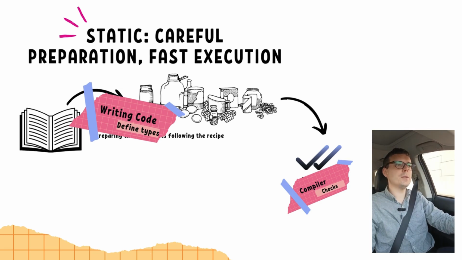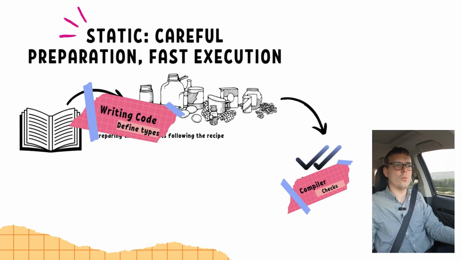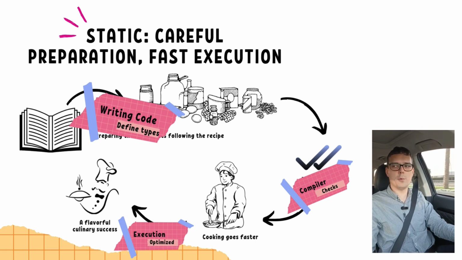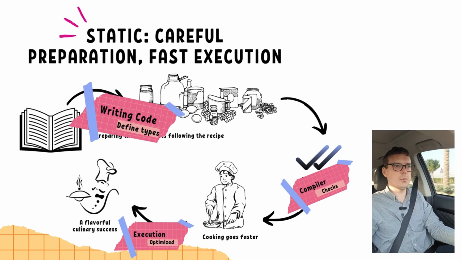Moreover, when everything is prepared, then the execution, or the cooking in this case, would go faster. So you don't need to look each time in the recipe. You don't need to pick up and cut vegetables. Everything is already prepared for cooking. You just go straight to execution. But on the other side, you can take a different approach.